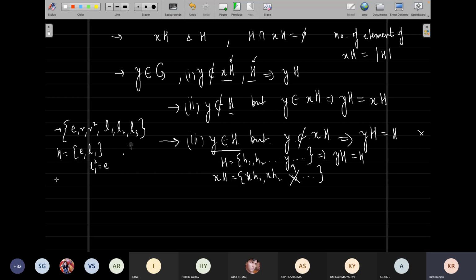And then let me take the first one, L2H, let's say. Since it does not belong to H, I can just think about making this. So you will make L2 dot E, and then L2 dot L1. But will it exhaust all the possibilities? You can have L3H, you can have RH, you can have R square H. There can be so many elements in this group. Why limit yourself to 4 only?